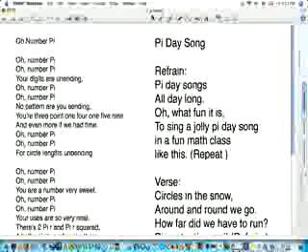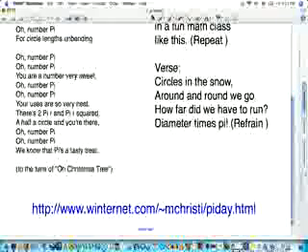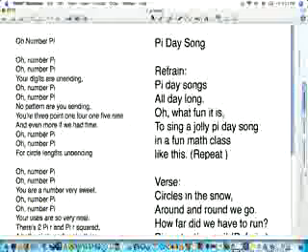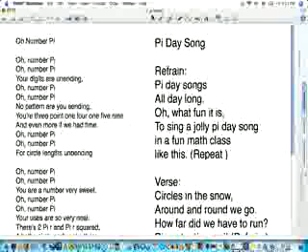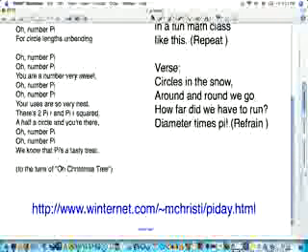Here are a couple of songs that are sometimes sung on Pi Day. This first one, O Number Pi, is sung to the tune of O Christmas Tree. And the second one is Pi Day Song, which is sort of like Jingle Bells. Pi Day songs all day long, oh what fun it is to sing a jolly Pi Day song in a fun math class like this. These were actually taken from this website down here, if you'd like to check those out and find more ideas for pi.